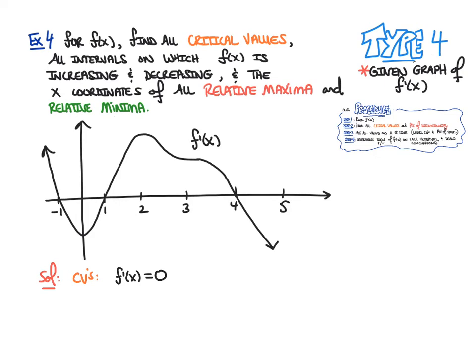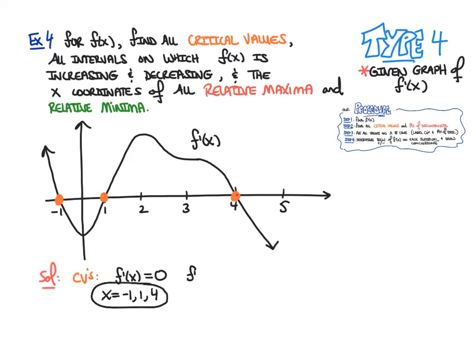Now, a lot of people would go and say, oh, my critical values are right here at my peaks and valleys and my leveling off points. That's actually incorrect, because this is the graph of f prime, not of f. So your critical values on this graph are where the derivative is 0. So it's where it crosses the x-axis. So I have critical values x equals minus 1, 1, and 4.